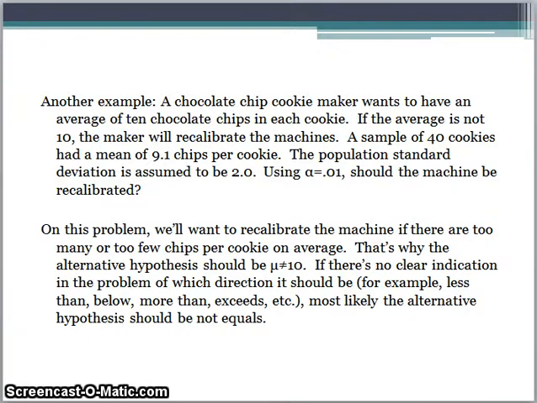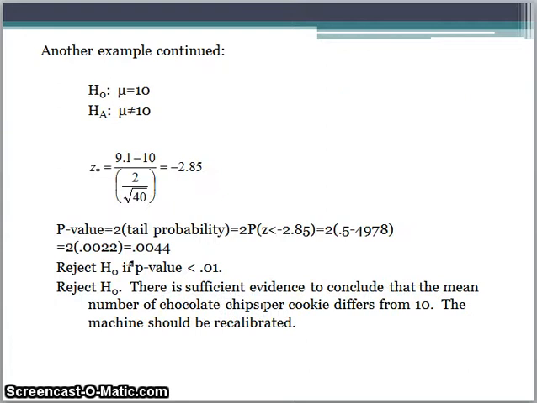So this one, because there's not a clear indication of whether it's less than or greater than, the alternative hypothesis is going to be not equal. So for this example, we have H0, which is mu equals 10, versus HA, mu not equal 10, because remember they want to know if it differs from 10. If we plug all those values into the test statistic, 9.1 the sample mean, 10 the hypothesized value, over 2 the standard deviation over the square root of 40, we get negative 2.85.